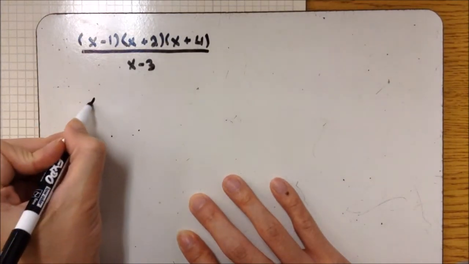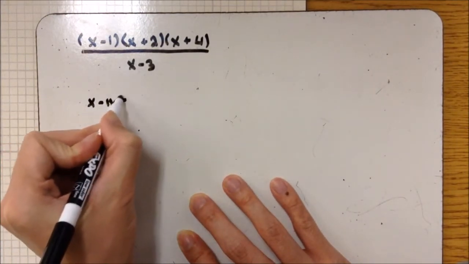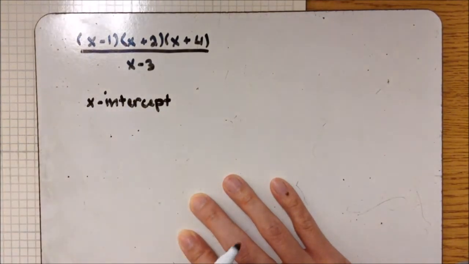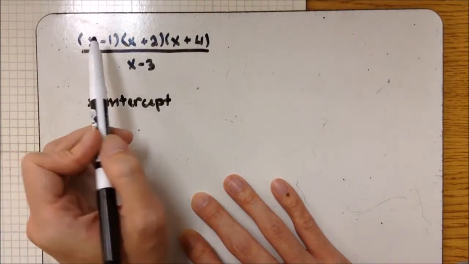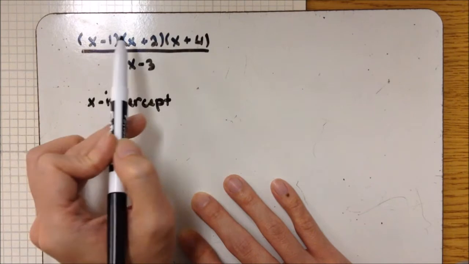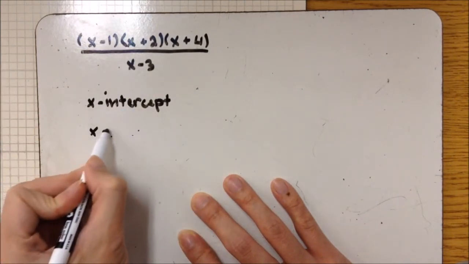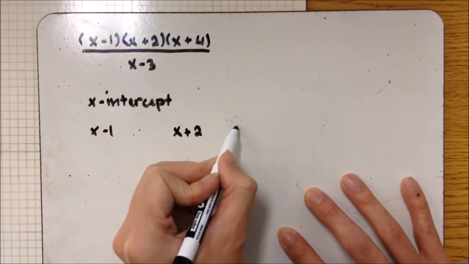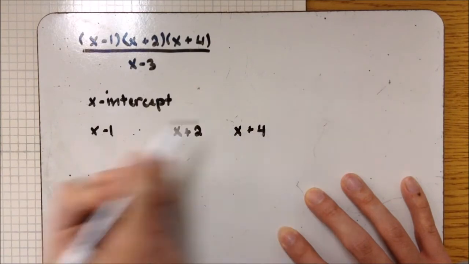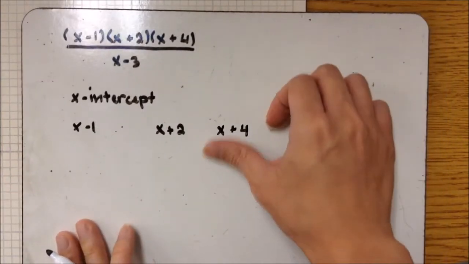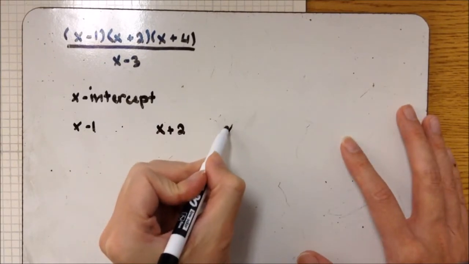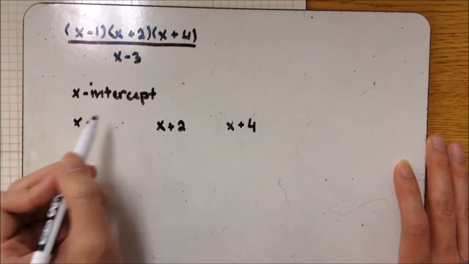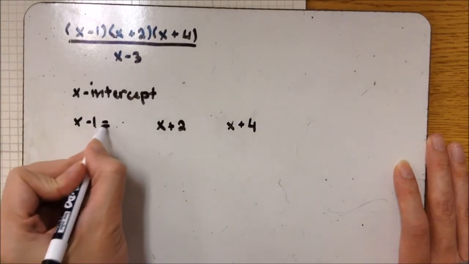So I'm going to write right here, x-intercept. When we're doing x-intercept, we're only going to focus on the factors in your numerator. The factors in your numerator: x minus 1, x plus 2, and x plus 4. So when finding x-intercepts, all we do here is set each factor equal to 0.